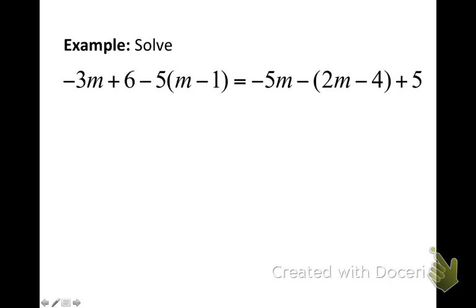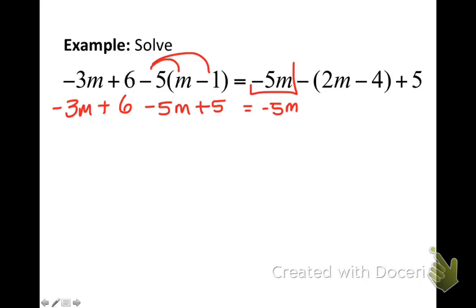All right, what did you guys do first? Who wants to share the first step? All right, get rid of parentheses. So if I distribute here, I get a negative 5m. Make sure this became a plus 5. Let me distribute that. I'm going to bring down the rest of the left side. On the right side, if we distribute, do I distribute the negative 5m? Yeah, just the negative, right? So that becomes a negative 2m and a plus 4 plus 5.